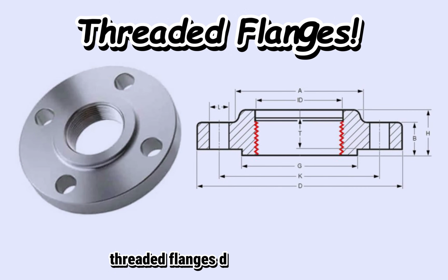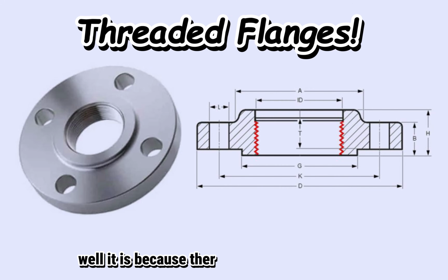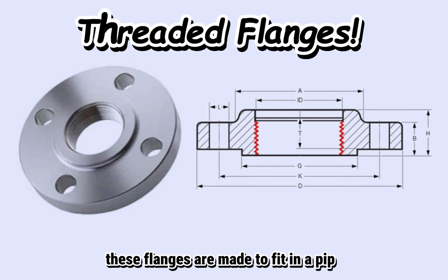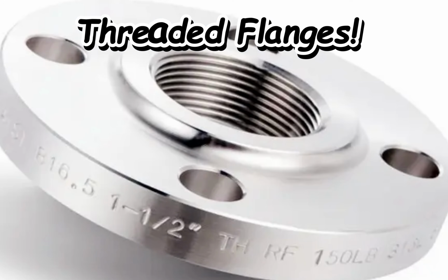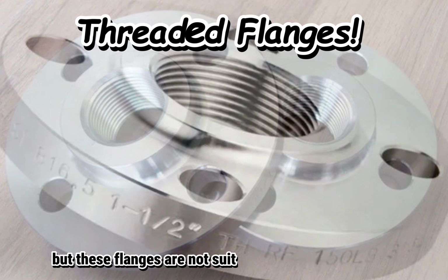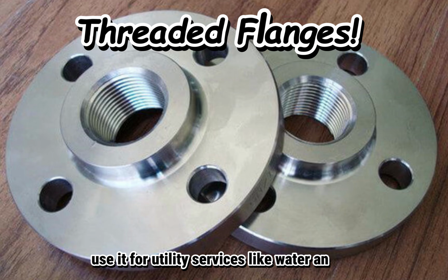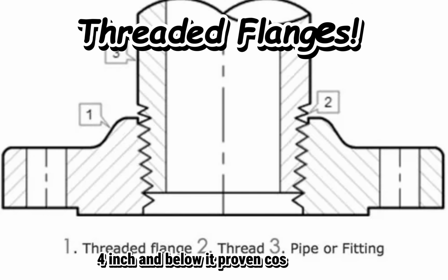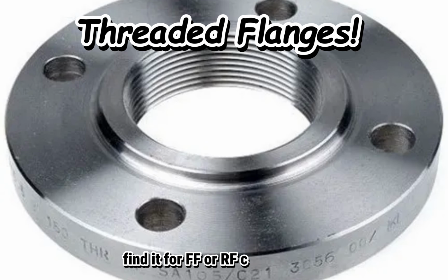Threaded flanges. Do you wonder why this type of flange is named a threaded flange? Well, it is because there is a thread on the inner side of the pipe flange. These flanges are made to fit a pipe using a matching male thread. Some people also recognize it as a screwed flange. Strictly, you have to install it in low-pressure areas. These flanges are not suitable for high-temperature and high-pressure areas. Use it for utility services like water and air. You can find it in fixed sizes of NPS 4-inch and below. Proven cost-effective. Apply only in low-pressure areas. Find it in FF or RF configuration.